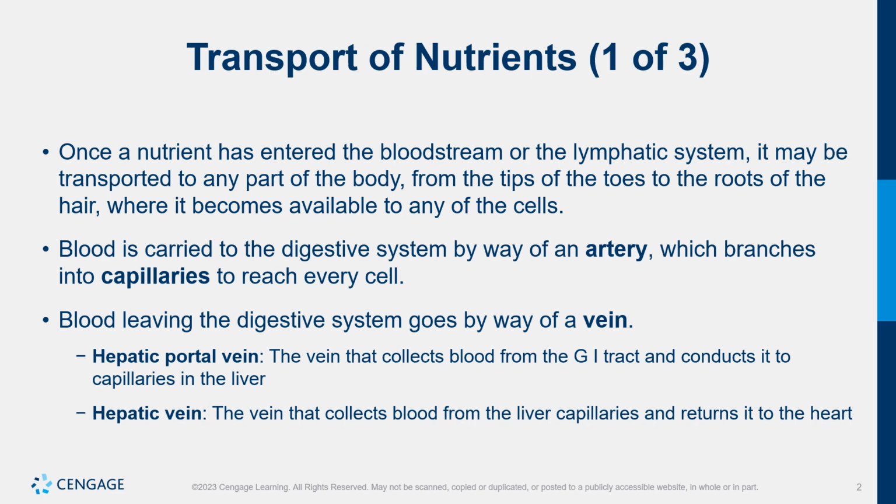Blood is carried to the digestive system by way of an artery. So blood comes from the heart and is carried to the digestive system by way of an artery. And then that branches into capillaries to reach every single cell. Blood leaves the digestive system by way of a vein. So the hepatic portal vein is the vein that collects blood from the GI tract and conducts it to the capillaries in the liver.